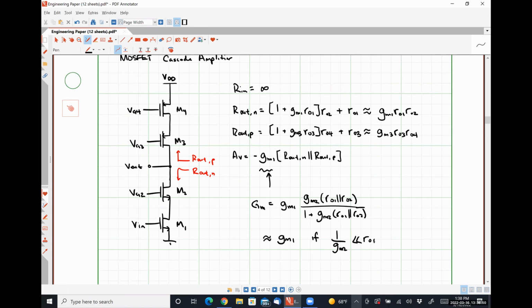All right, so this is MOSFET cascodes. Do we need to go further? Not particularly. BJT is the much harder case to understand.